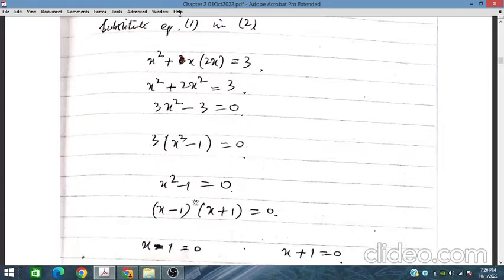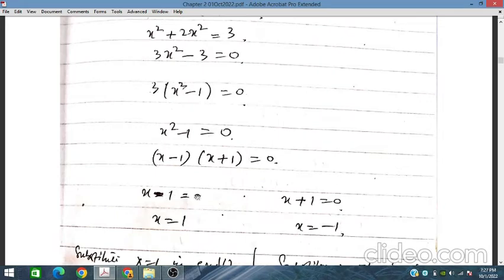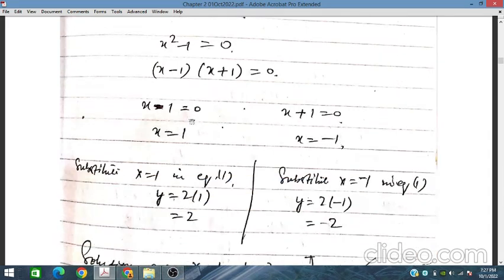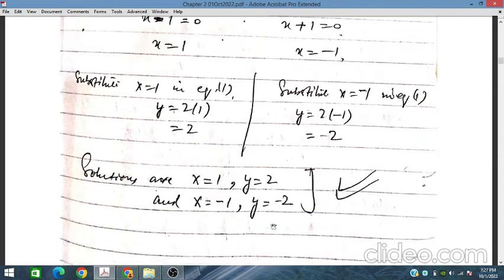x square minus 1 means a square minus b square, so x minus 1, x plus 1 is equal to 0. x minus 1 is equal to 0, x plus 1 is equal to 0. x minus 1 equal to 0 means x is equal to 1 or x is equal to minus 1. By placing x is equal to 1, y is equal to 2. By placing x is equal to minus 1, y is equal to minus 2. So we have these two solutions.